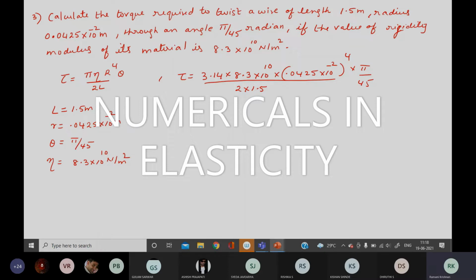Right. So let us complete this numerical. I think you must have got the answer. What is the answer? Those who are doing 1.98 into 10 power minus 10 per meter, sorry, 2.83 into 10 power minus 4. And Newton meter. Yes, you're correct. Newton meter, because torque is defined as force, Newton, into perpendicular distance, meter. So Newton meter.